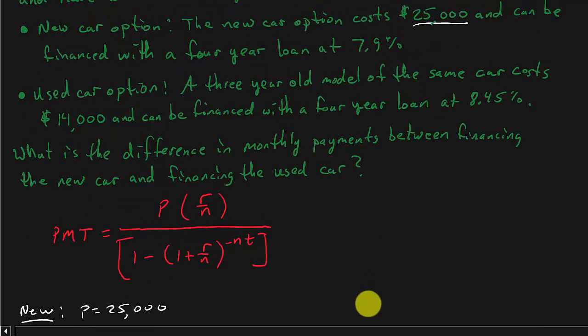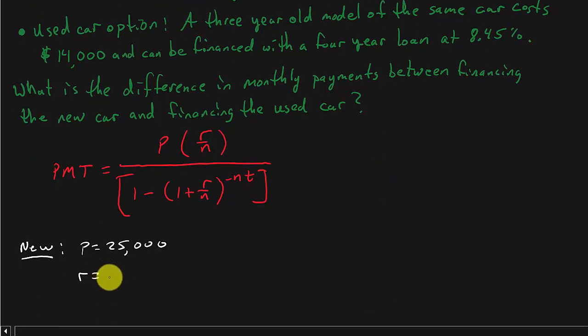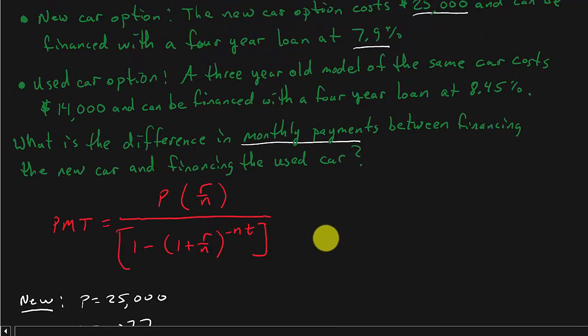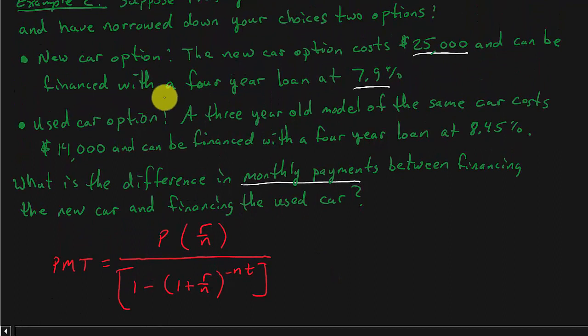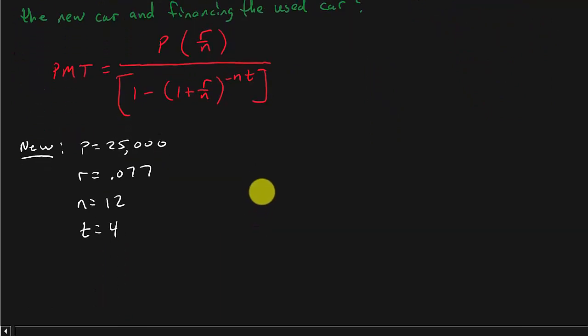R, let's see, what's the interest rate? The interest rate on the new car is 7.9%, so that's 0.079. N: what is the difference in monthly payments? They tell us it's monthly, see right there, monthly payments. And then I need T. What's T? Finance with a 4-year loan. So T is 4. My payment is going to be for 25,000.